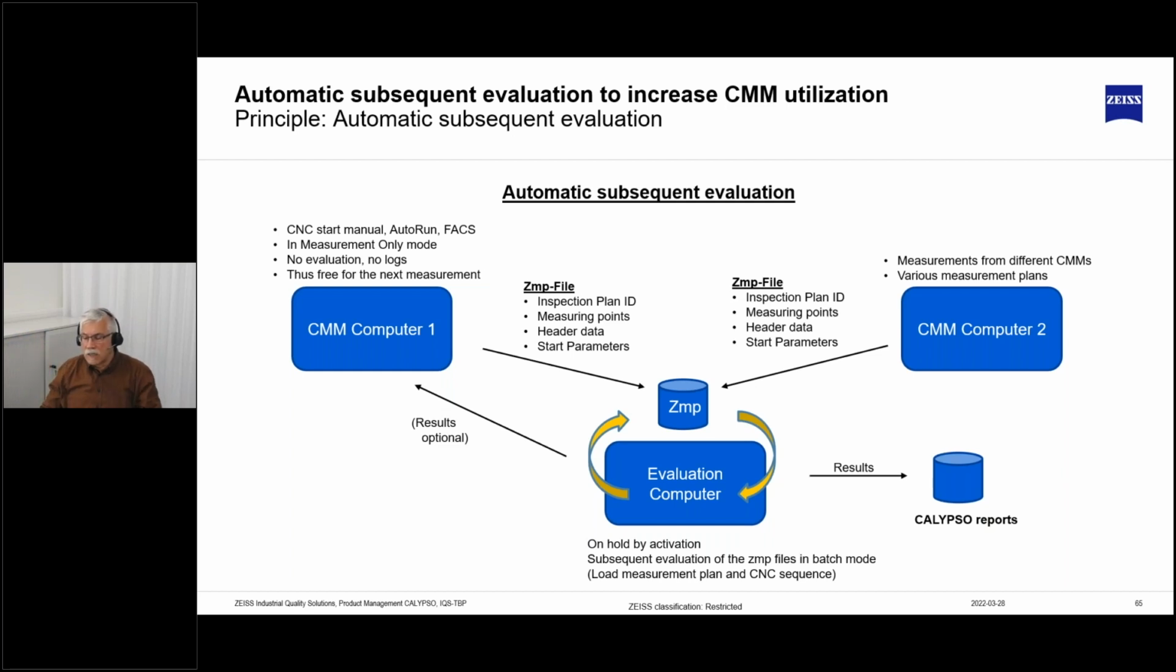And the system is so clever. You can hook on not only one CMM, you can hook on more than one CMM, and then the evaluation computer is calculating values from CMM1, and the inspection plan values from CMM2.